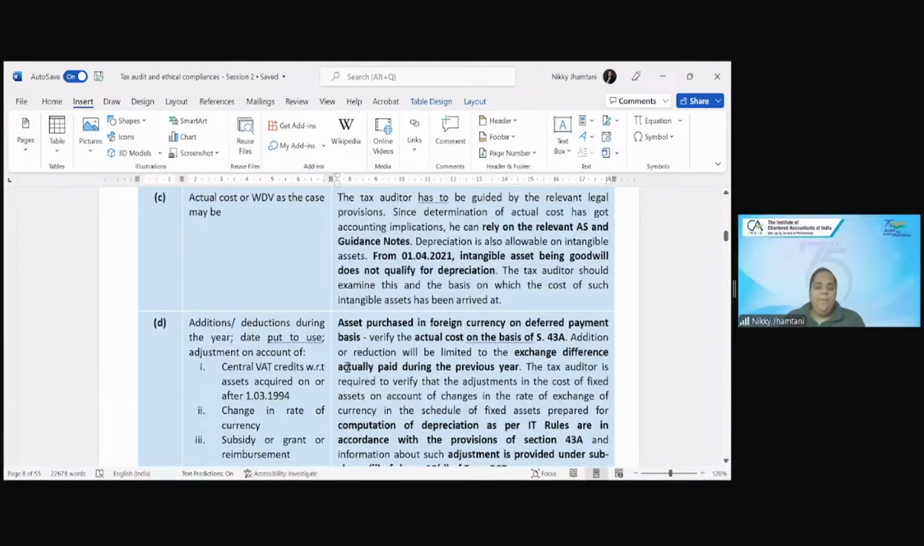Then C, actual cost or WDV as the case may be. The tax auditor has to be guided by the relevant legal provisions. Since determination of actual cost has got accounting implications, he can rely on the relevant AS and guidance notes. Depreciation is also allowable on intangible assets. From 1/4/2021, intangible asset being goodwill does not qualify for depreciation. The tax auditor should examine this and the basis on which the cost of such intangible assets has been arrived at.